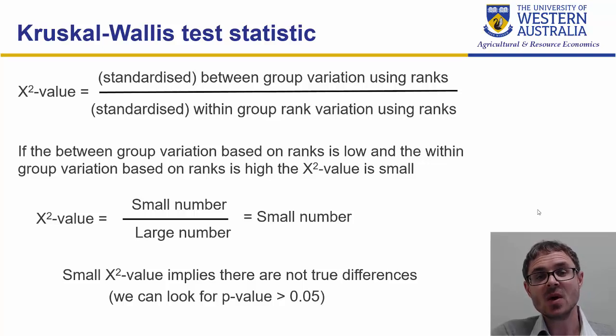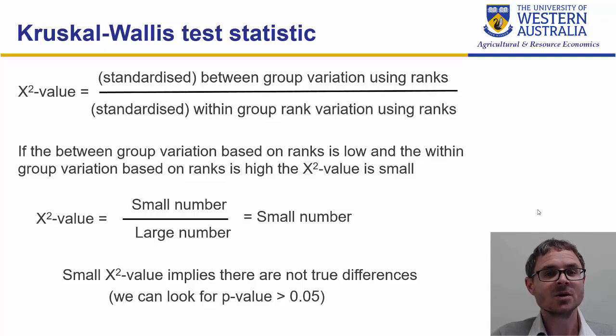So small chi-squared values are observed with p-values that are greater than 0.05, and they lead to us failing to reject the null of no differences across the groups. So it's not differences in the mean, we still use that saying for no differences across the groups. So what do we need to do?